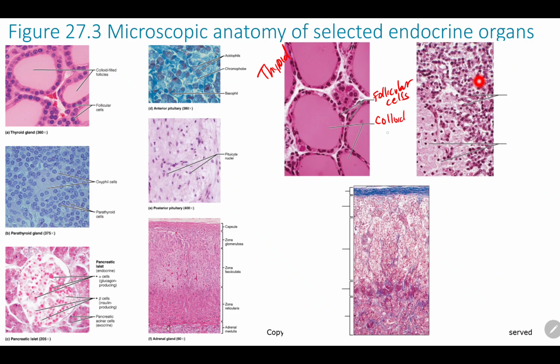These are the colloid follicles. And this is that colloid space right there, that fluid volume space within these follicles. That's going to be that colloid.